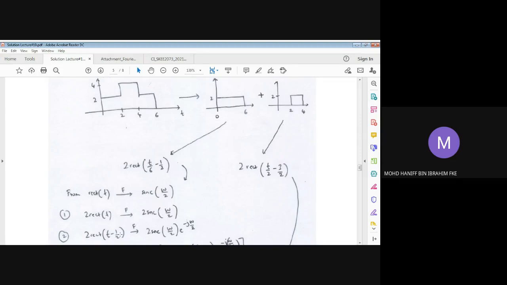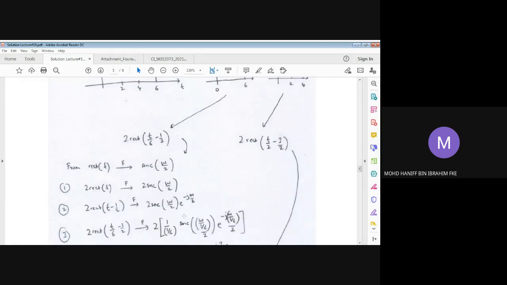And afterwards, I'm going to proceed with the shifting of half. So for the shifting of half in the time domain, its respective Fourier transform will be simply 2 sinc(omega/2) exponential negative j omega/2. So a shifting will then need us to add the exponential value of negative j omega/2. And finally, we have a scaling of 1 over 6.